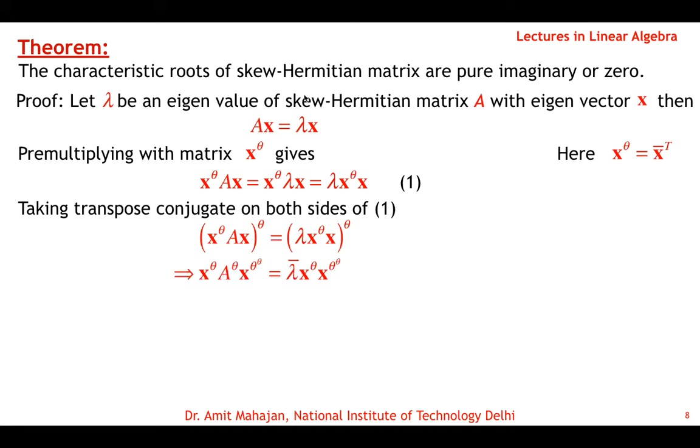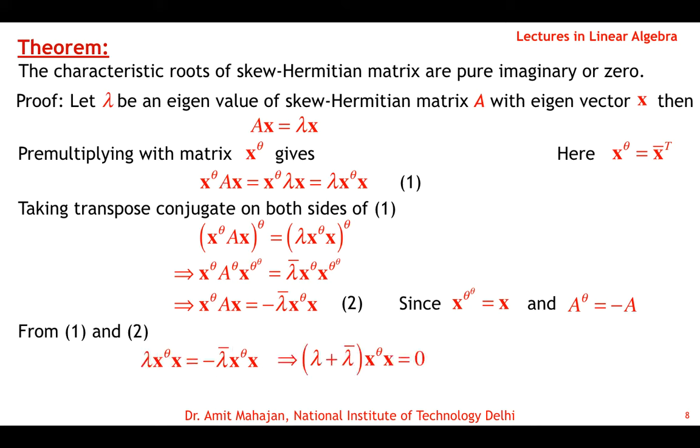Now the change comes because the matrix is Skew-Hermitian, so A power theta is minus A. x theta theta is x, so that minus sign we can take to this side to write this as minus lambda bar. And again from 1 and 2 the left hand sides are the same, so the right hand sides must be equal. In this case what we get is lambda plus lambda bar times x theta x equal to 0. x is an eigenvector, so this must be non-zero, so lambda plus lambda bar must be 0, or lambda is minus lambda conjugate.